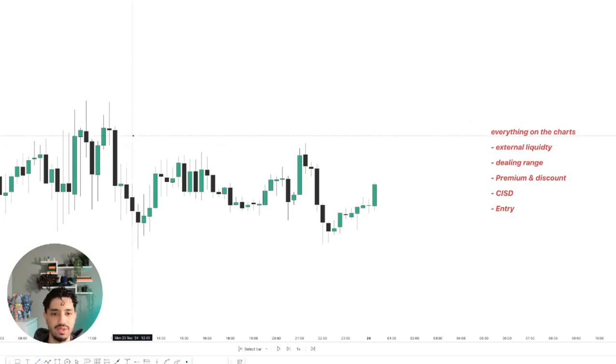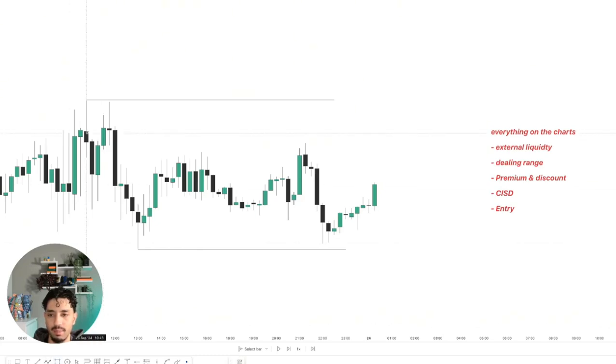And first things first, what do we do when we go in front of a blank canvas chart? You look at your external liquidity. Well, we have this high, this is our dealing range high, and this is our dealing range low. So what makes this our dealing range high and what makes this our dealing range low? Well, this is a swing low and this is a swing high. So this is a 3 candle pattern that we look for swing highs and swing lows.